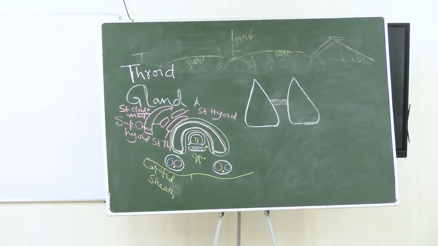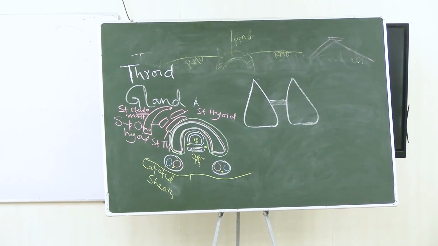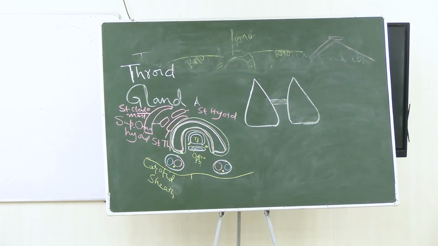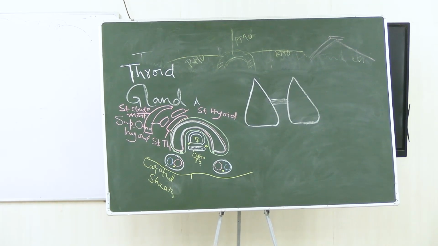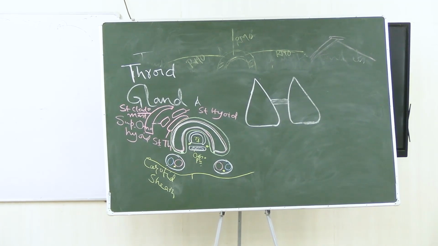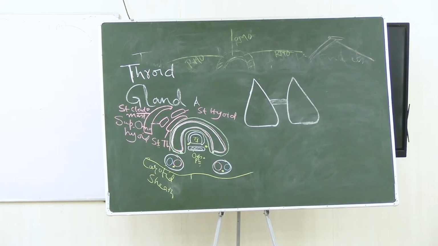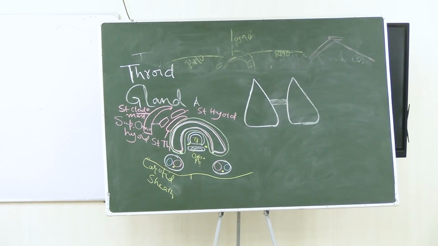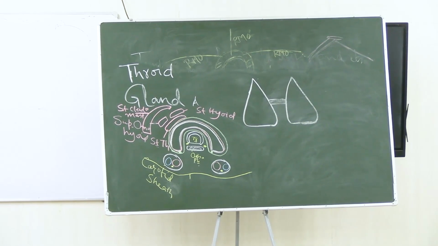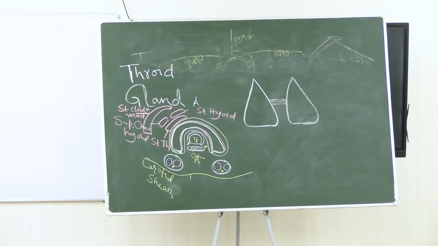External carotid artery is coming from where? At which level does the common carotid artery divide into external and internal? Very important level. At the upper margin of the thyroid cartilage. At the upper margin of the thyroid cartilage, this common carotid artery divides into two, external and internal carotid. From the external carotid artery, the superior thyroid comes and supplies the apex and upper part of the thyroid gland.